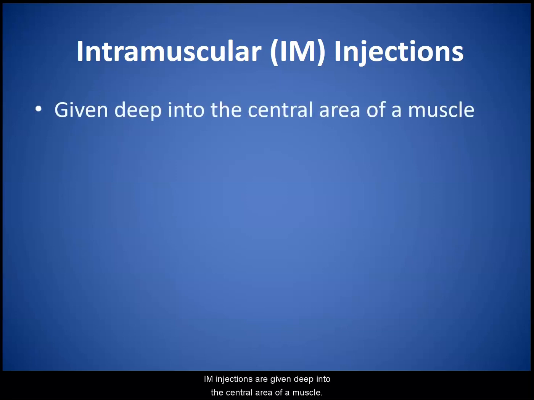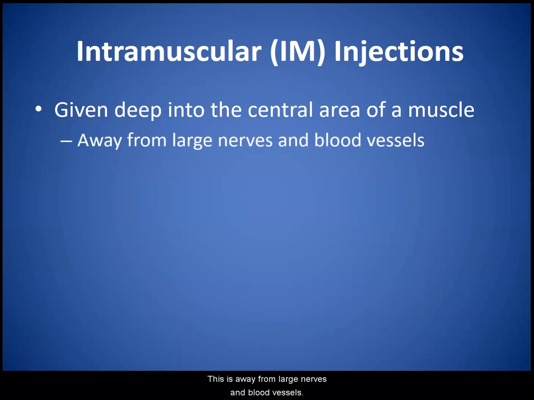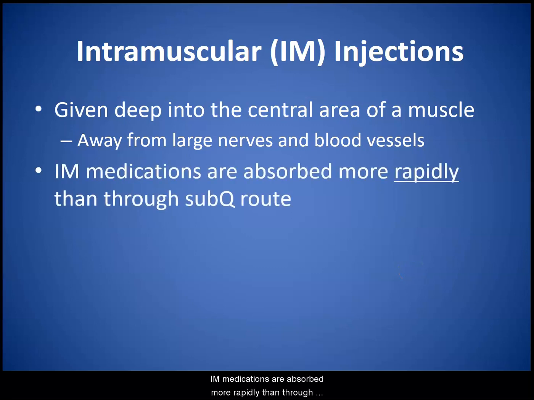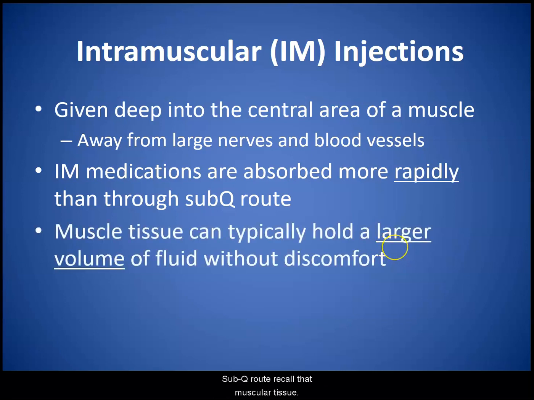So IM injections are given deep into the central area of a muscle. This is away from large nerves and blood vessels. IM medications are absorbed more rapidly than through the sub-Q route. Recall that muscular tissue is much more vascular and has a lot more blood flow than adipose fatty tissue. Muscle tissue can also typically hold a larger volume of fluid without causing discomfort, such as sub-Q would.